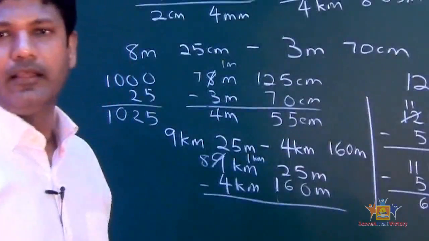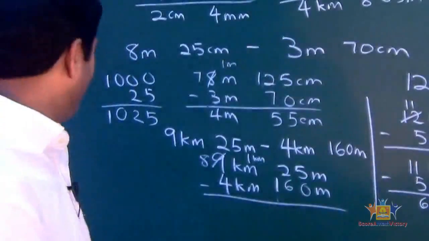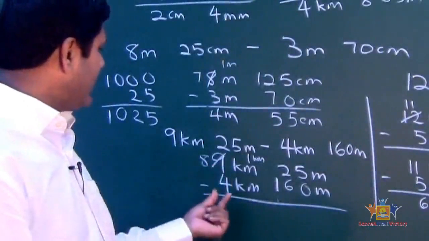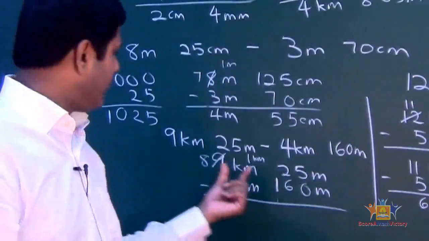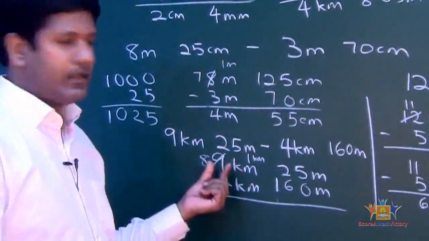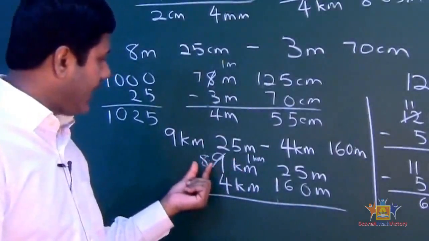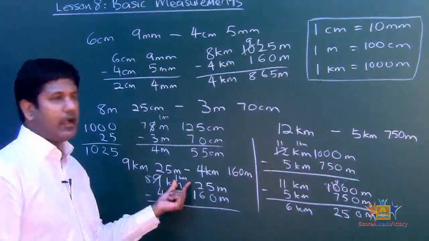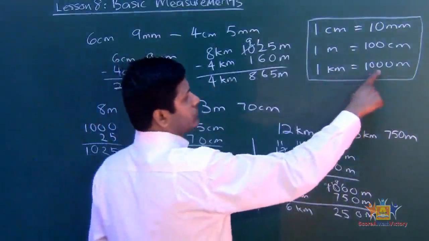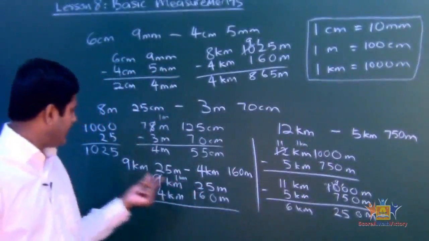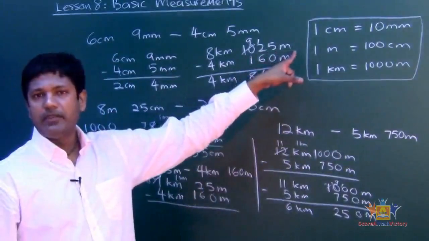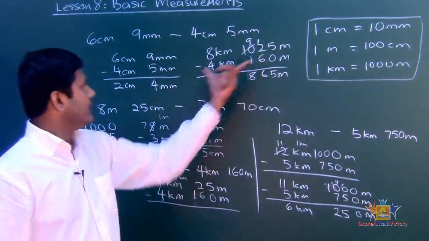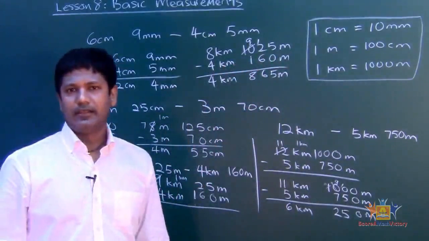See that? Pretty easy, isn't it? Very straightforward. Okay, I gave you 9 and 4, but this one's smaller, this one's bigger. I cannot subtract, so I have to borrow from the 9. I took 1 from the 9, becomes 8, 1 kilometer. I have to convert that kilometer to meters, and that's what I did. 1000 plus 25 gives me 1025 meters. Then I rewrote it. Now I subtract it. Alright?